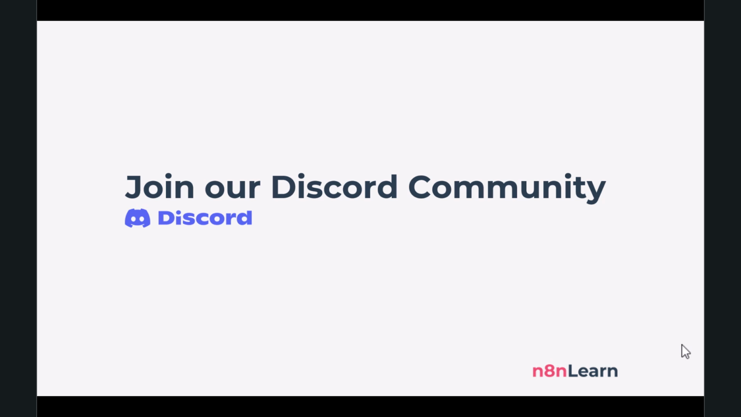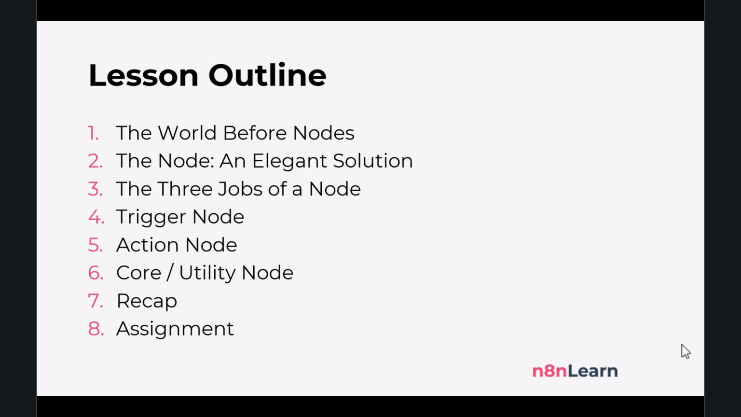But what are we learning today? Well, today, we're zooming in on the single most important component in that workshop, the node. We've called them Lego blocks and building blocks, but now we're going to understand from first principles why they exist and what jobs they do. So, in terms of the lesson outline, we'll explore a world before nodes, how nodes serve as a solution, the three jobs of a node, the three kinds of nodes in n8n, a quick recap, and then your assignment for this lesson. Okay, let's get started.